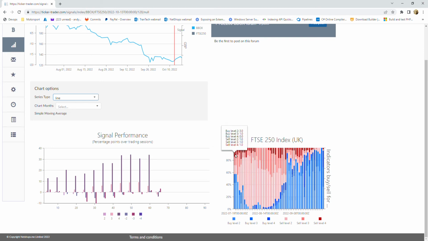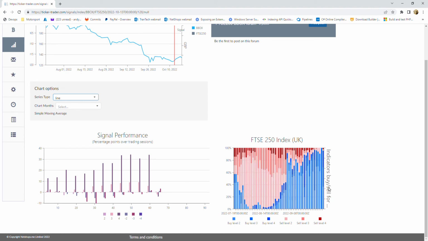And what we have here is a bar chart that tells us on that day, probably around about 58% of signals were buys, and it tells you how the indicators were made up for those signals. And we've got it on a legend here. And then we've got the sells. So we can see that we've got some level 4 sells, level 3 and level 2. And then we've got what looks like level 2 buy, level 3 buy, no level 4s.